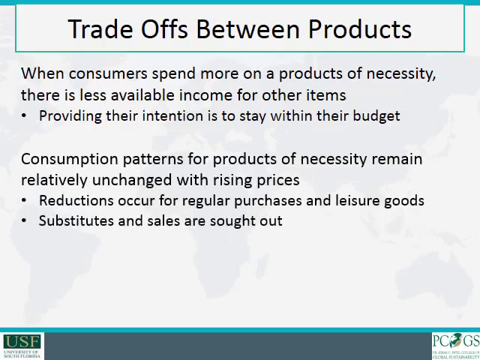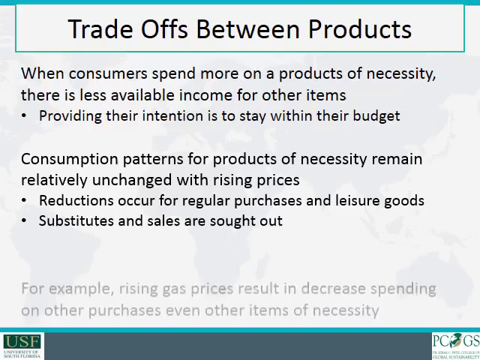Consumption patterns for products of necessity generally remain unchanged when prices increase, at least in the short run. Restrictions on purchasing will occur for regular items purchased and for leisure goods purchased. These are not considered items of necessity. Sales and cheaper substitute products will be sought out to help maximize purchasing power as well. If the problem, however, is long-term or consistently reoccurs, substitutes for the products of necessity will be demanded by consumers.